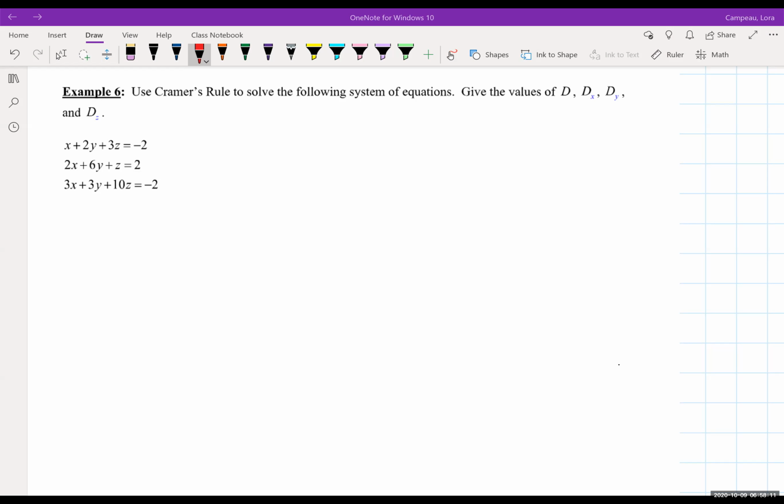So one last example with using Cramer's rule. Notice that this is a system of equations that has 3 variables. So 3 equations and 3 variables. And we're going to have to use 3 by 3 determinants to solve.